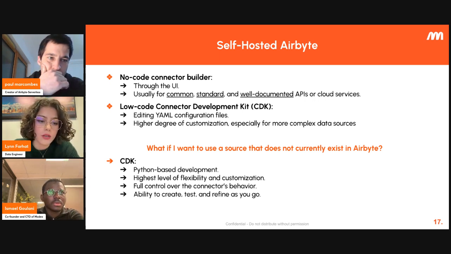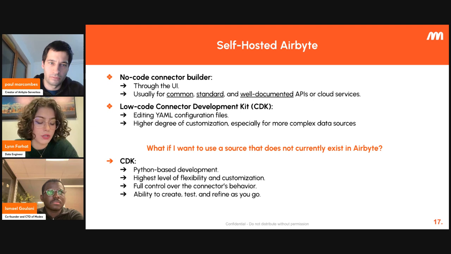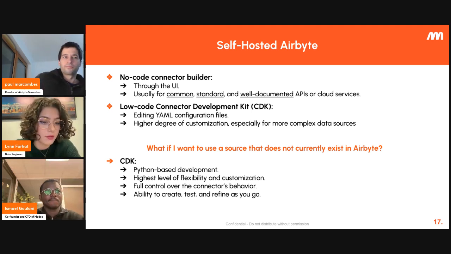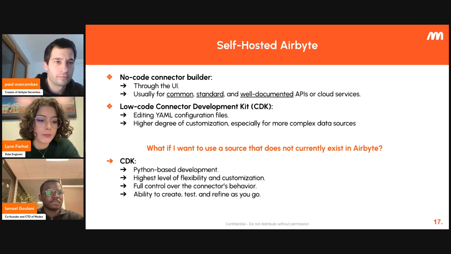So the first, the no-code connector builder. It's very similar to what you do in Airbyte Cloud. The only difference is that you are running your own instance of Airbyte. You have a user interface, and this method is usually used when you want to implement very common, very standard, and well-documented APIs or cloud services as your source or destination. The second way, the low-code connector development kit, allows you as a user to do a bit more manipulation. You're still not doing intense coding because it's just the modification of a YAML configuration file. It allows a bit more flexibility, however, than the no-code connector builder.